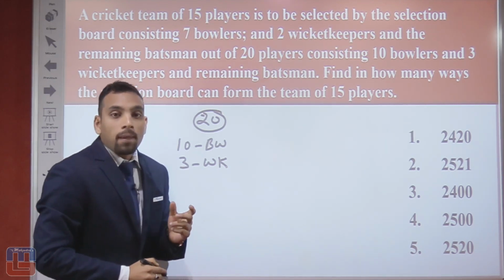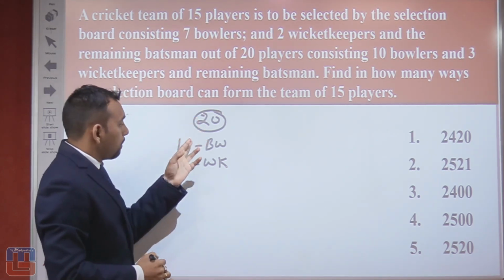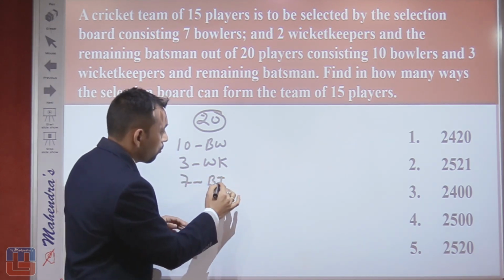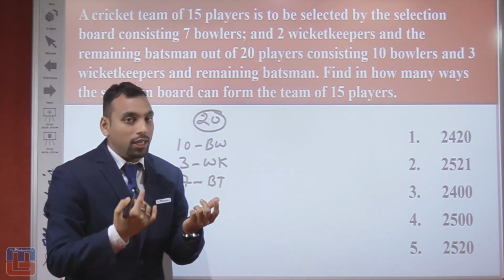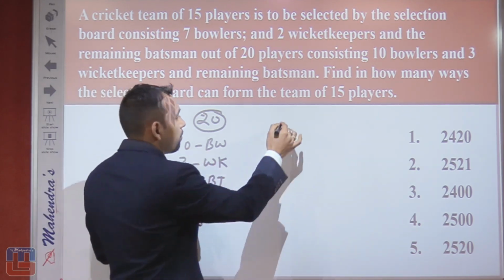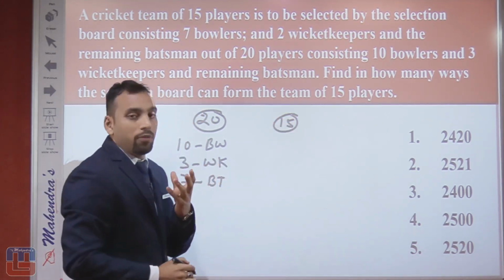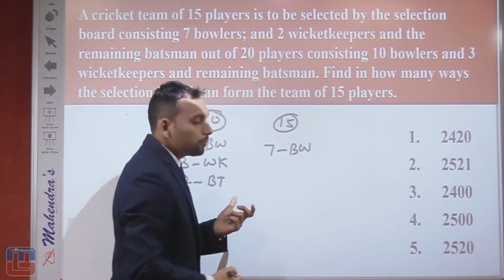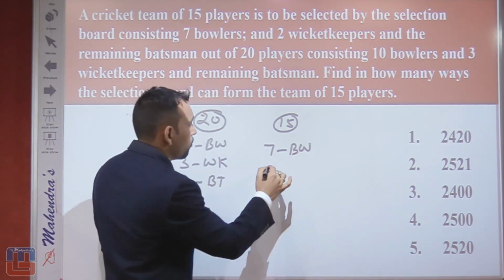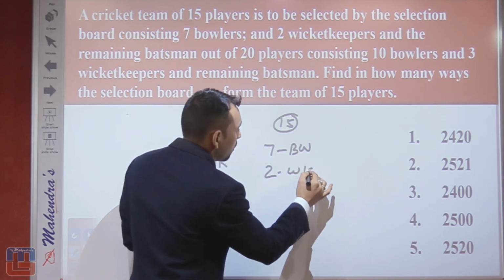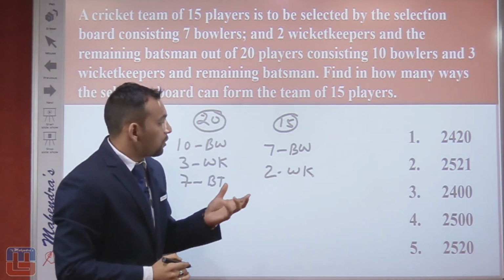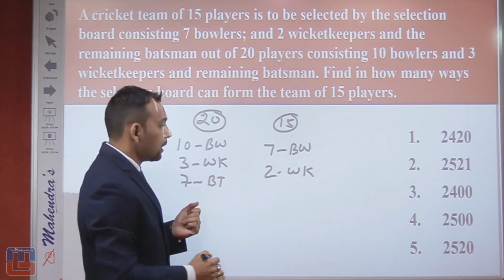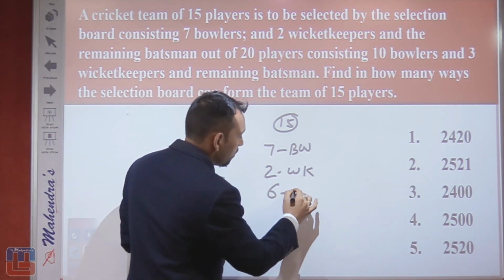Out of the total 20, 10 plus 3 is 13, and the remaining will be 7 batsmen, which we can say BT. Now we have to select 15 players, and the category of the 15 players is 7 bowlers, so 7 BW, and 2 wicket keepers, so 2 WK. And the remaining batsmen, 7 plus 2 is 9, so 6 will be batsmen, that is BT.